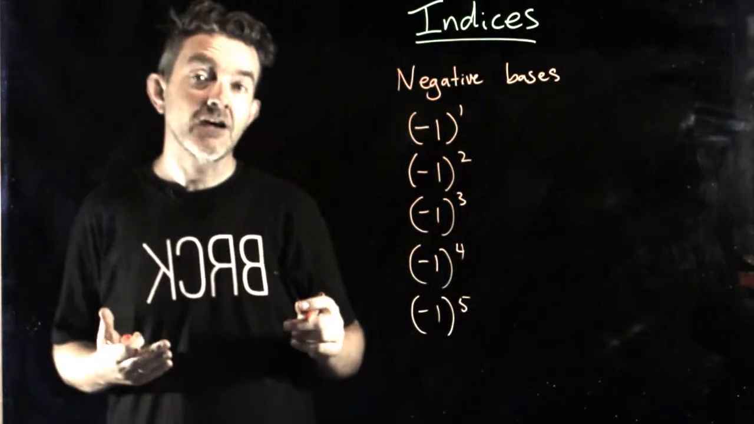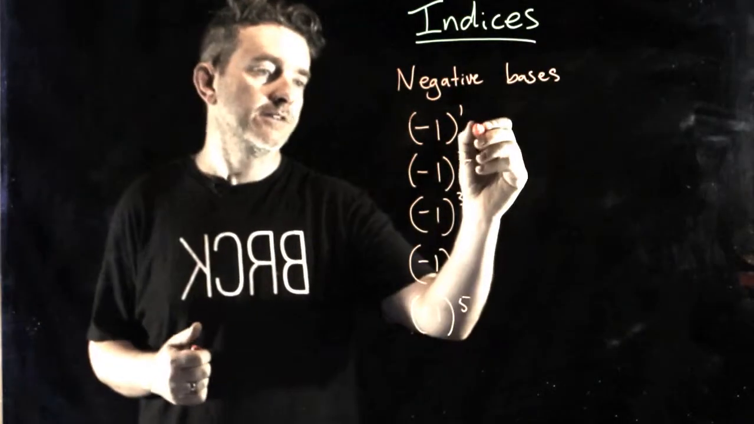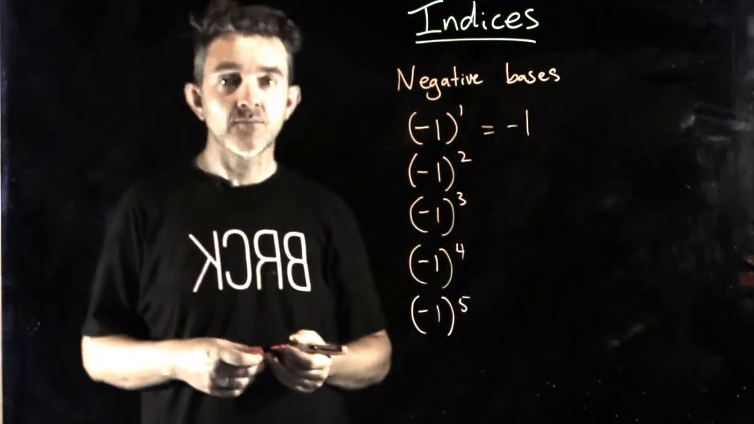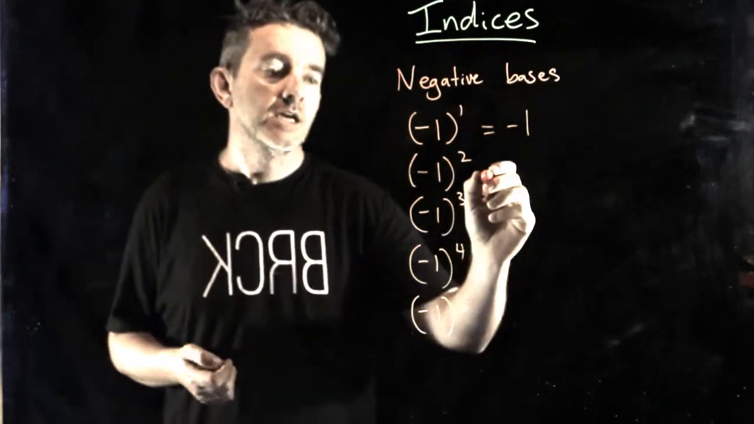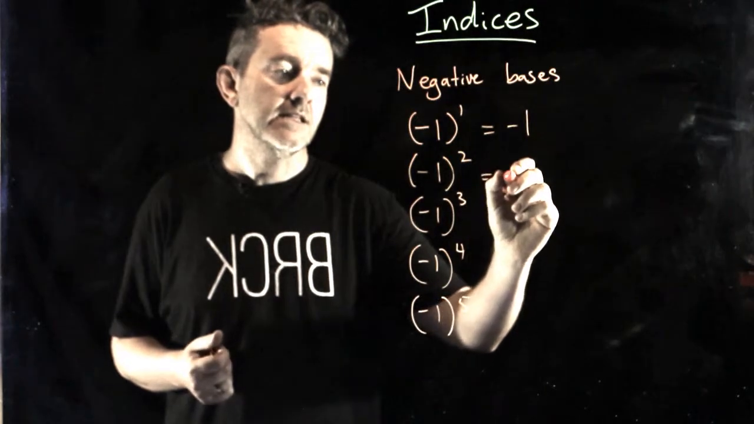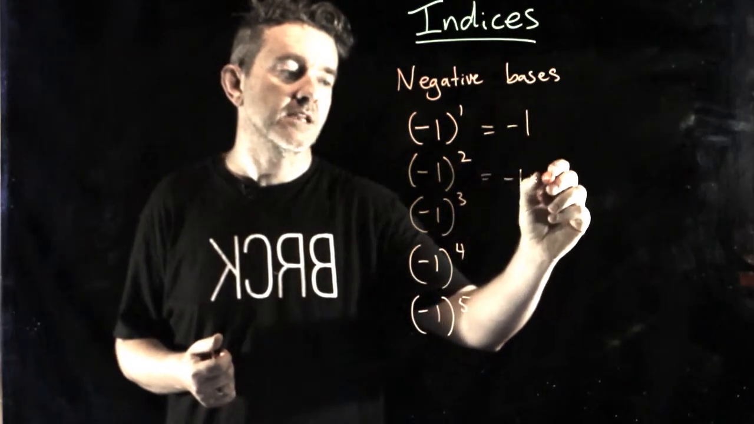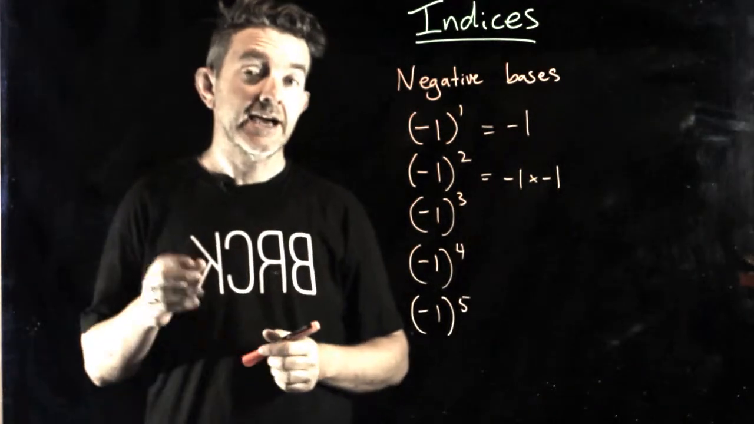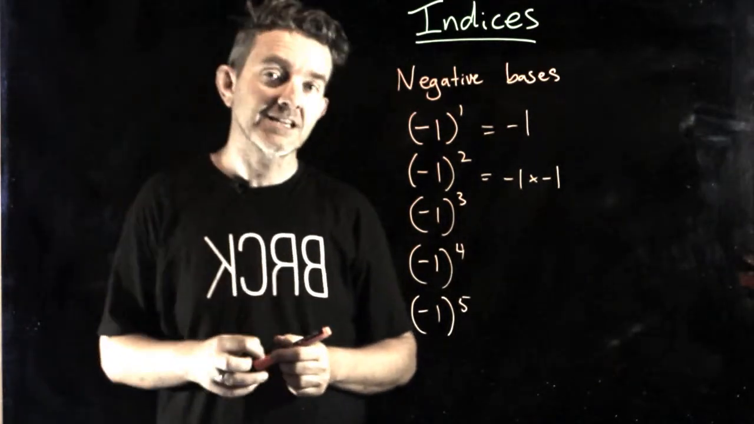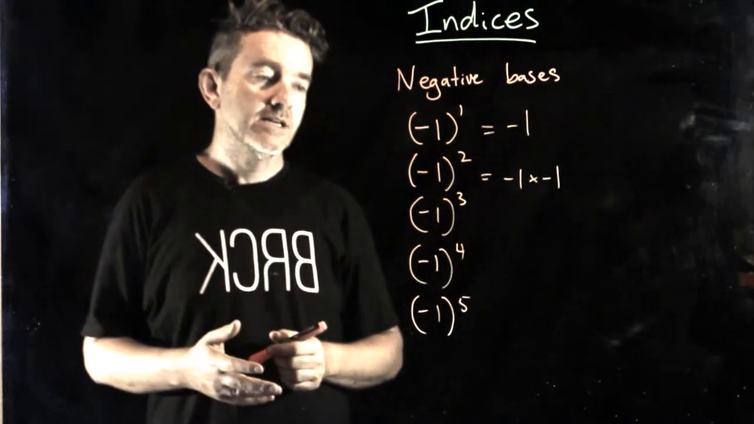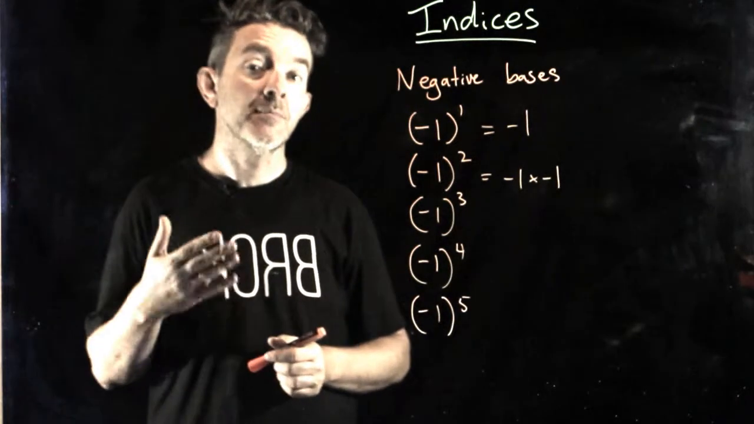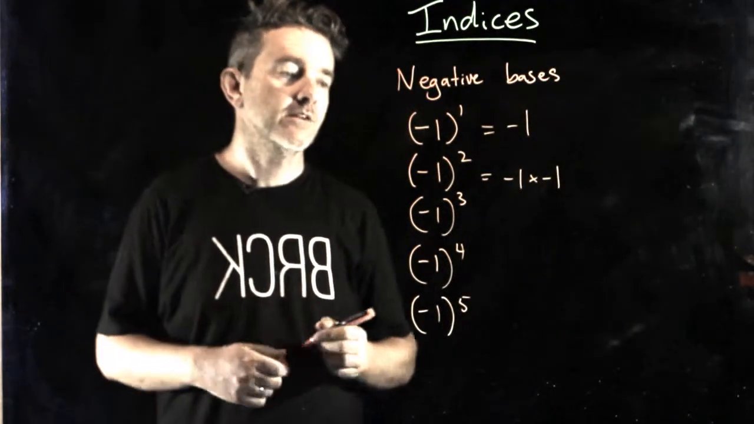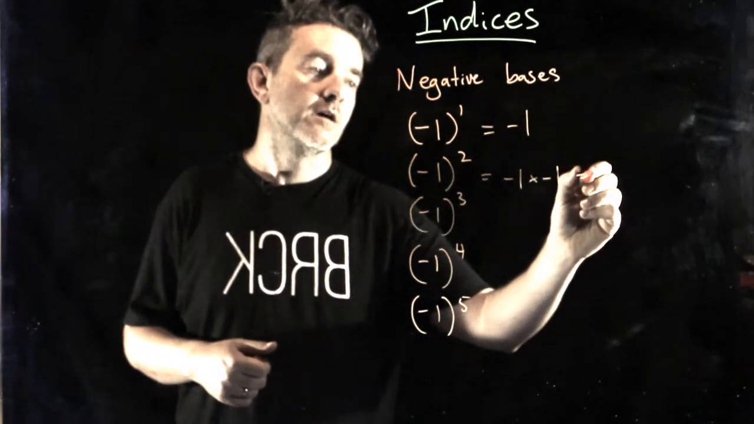Now, anything to the power of 1 is just equal to itself. So, -1 to the power of 1 is -1. Great. -1 squared is -1 times -1. And let's hope you know what happens when a negative number is multiplied by another negative number. Well, what's going to happen? It's going to become a positive result. So -1 times -1 is going to be equal to +1.